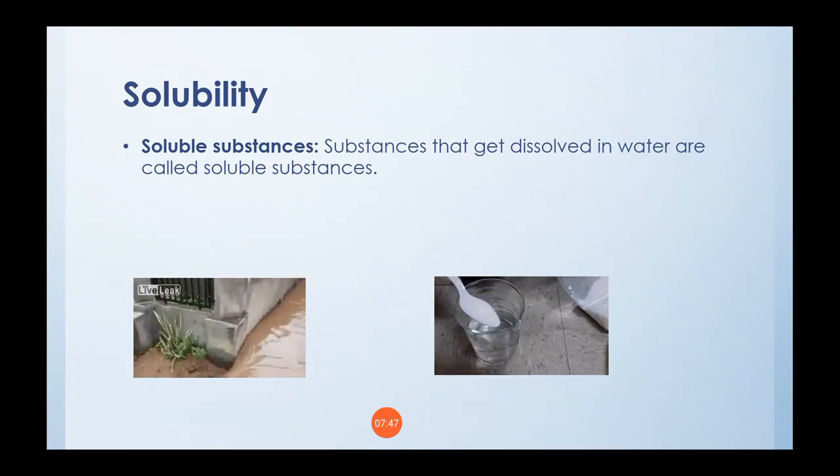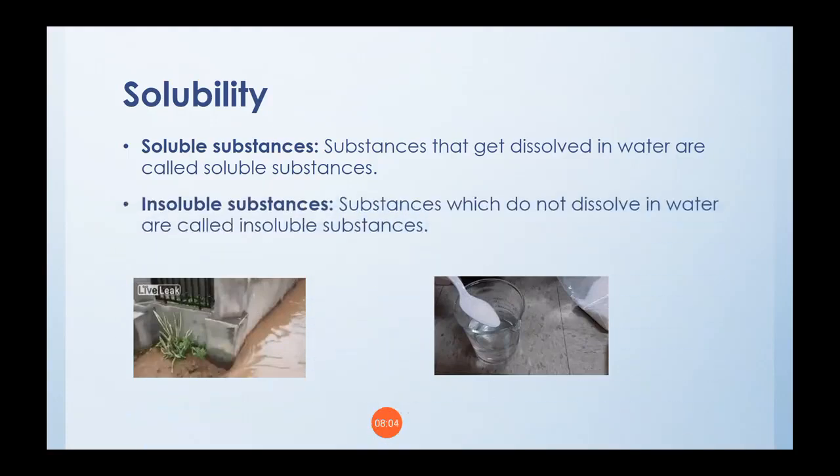And here, substances that can get dissolved in water are called soluble substances. Example, sugar mixed in water, salt mixed in water. We can't identify the sugar and salt in the water. We can taste it and we can feel it, but we can't identify it. Then insoluble substances are those which do not dissolve in water.